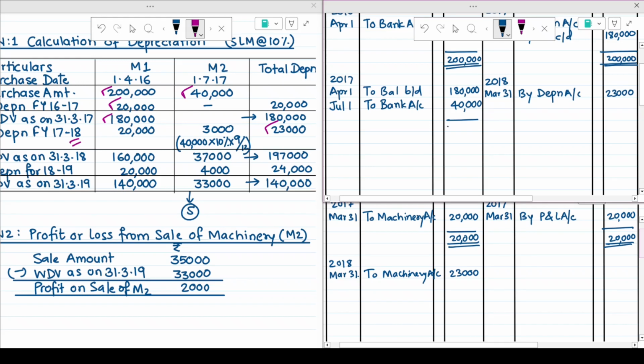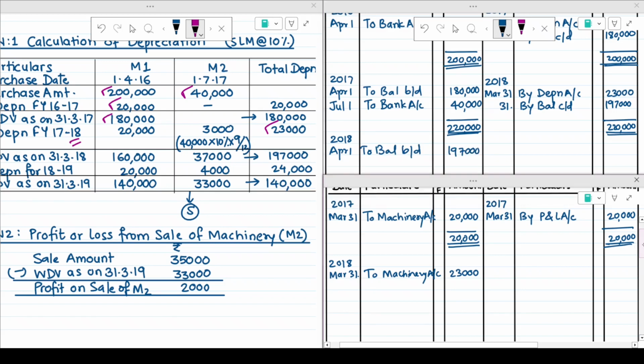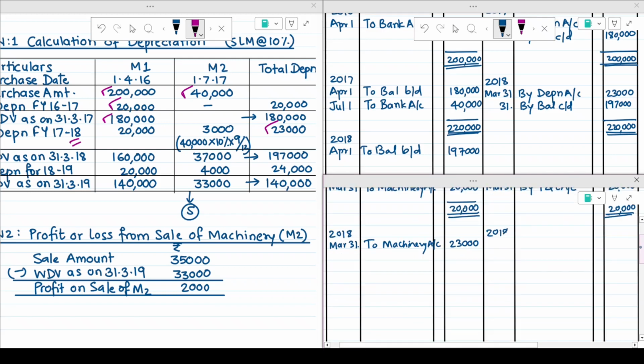1,80,000 plus 40 is 220. 2,20,000, and 220 minus 23,000 will be 197. By balance closed down, and we'll carry that forward. April 1, to balance brought down. The amount is 1,97,000.